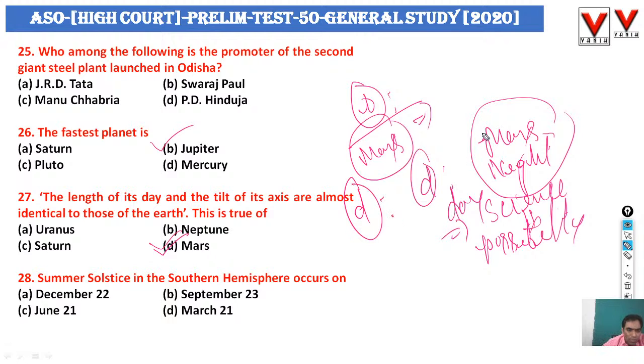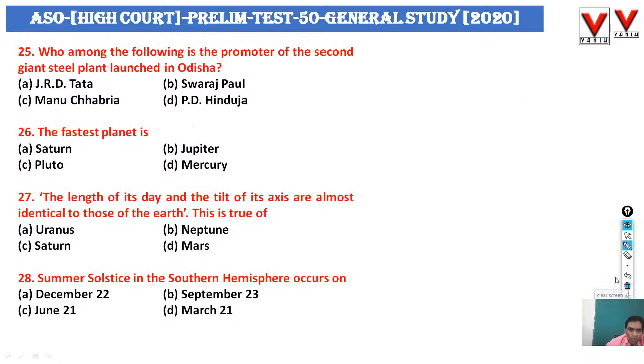Next we are going to discuss question number 28, that talks about the summer solstice of the southern hemisphere occurring on, that is A. Right answer is A. 22nd December. Summer solstice in the southern hemisphere occurs on 22nd December. So the right answer is A.